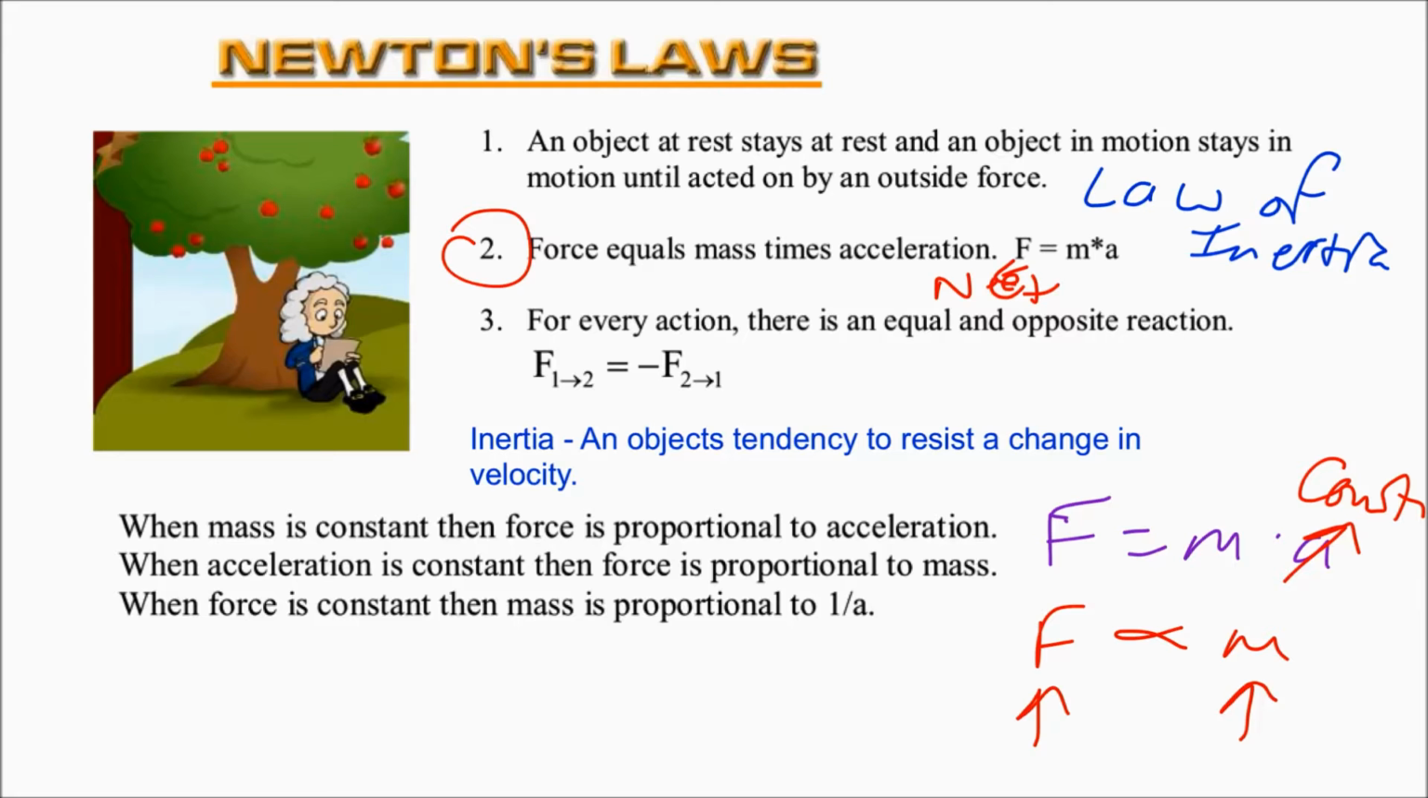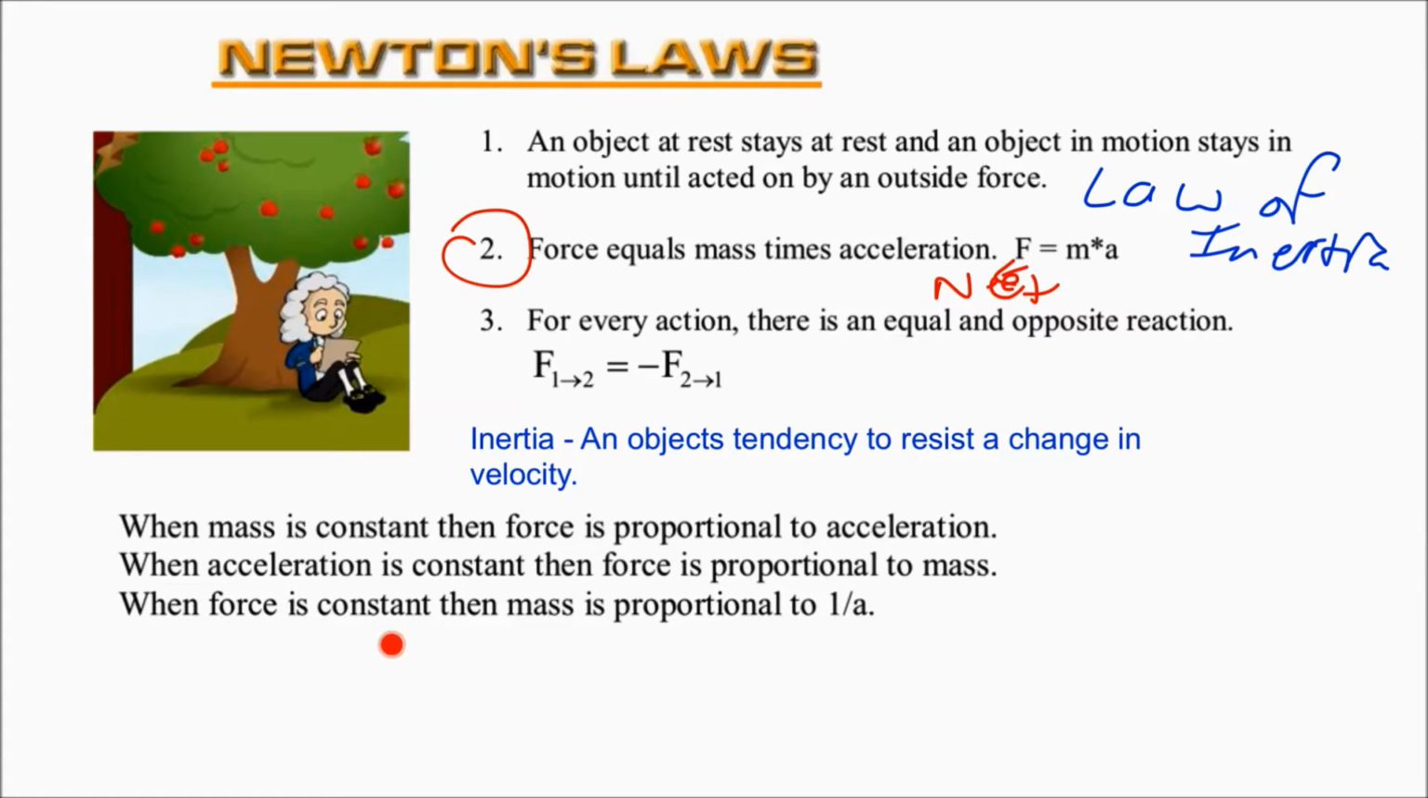and vice versa. And finally, if the force is constant, then the mass is proportional to 1 over the acceleration, or in other words, the mass is indirectly proportional to the acceleration. Here's what we mean. We take the same formula, force equals mass times acceleration, and this time the force is the constant.